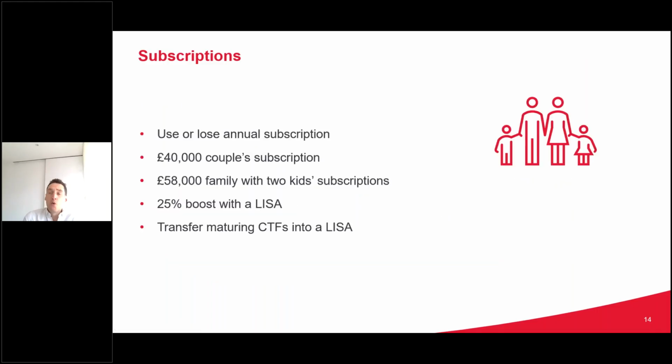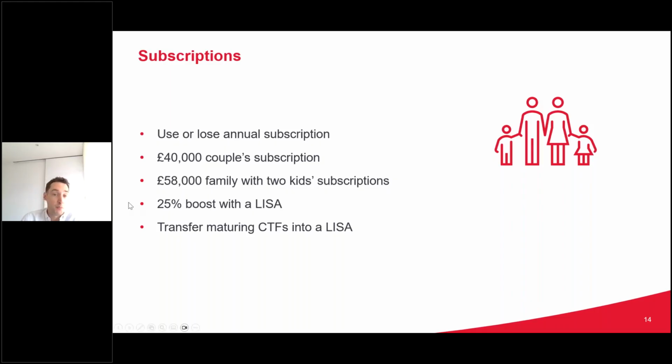So just a couple of planning points on subscription. It's what we call a use it or lose it annual subscription. So there's no option to carry forward unused allowances from previous tax years. So if you don't use your full 20, it will be gone and you'll be starting again in the new tax year. Obviously, a couple have a £40,000 annual limit, and then a family with 2 kids will have a £58,000 total tax-free investment limit per tax year.